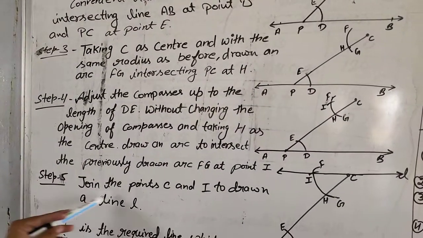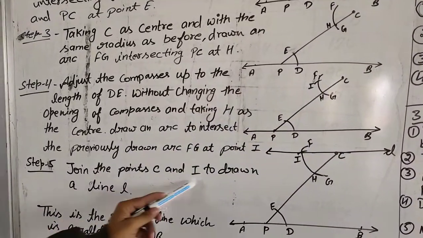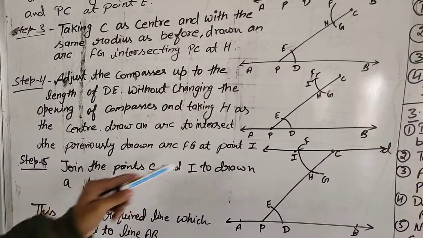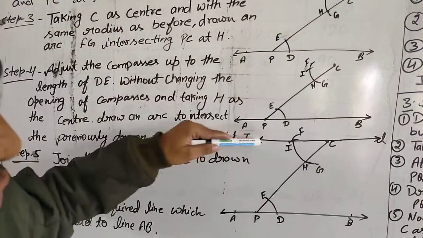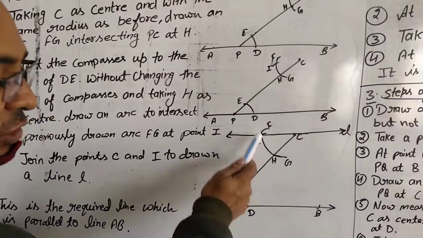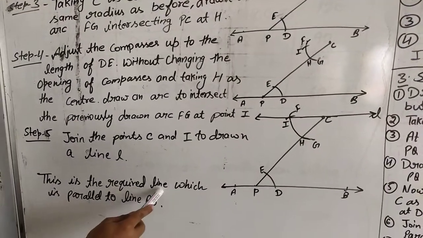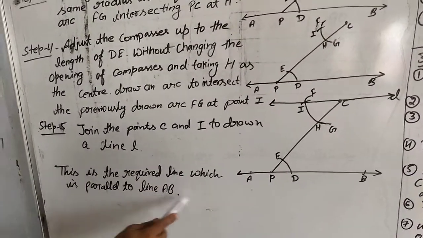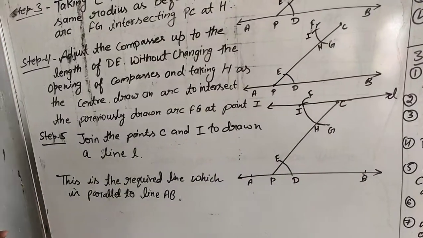Step 5: join the points C and I to draw a line L. So we draw the line L through C and I. When we draw the line, this is the parallel of AB. This is the required line which is parallel to AB. So lines L and AB are both the required parallel lines.